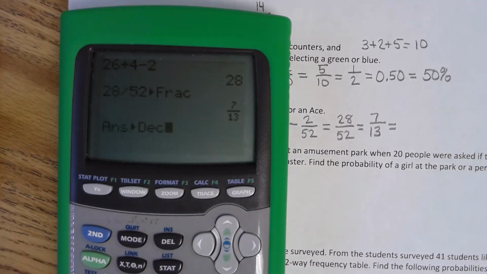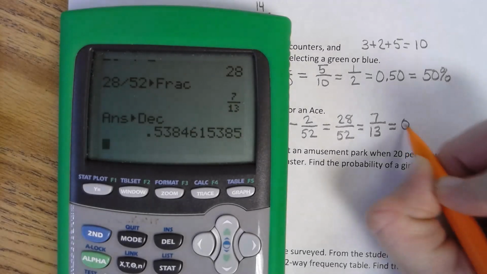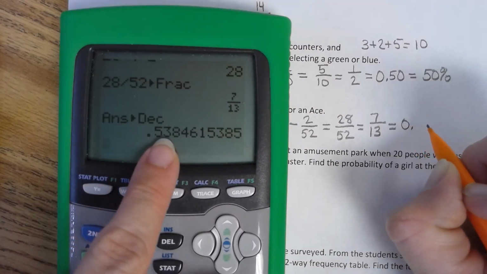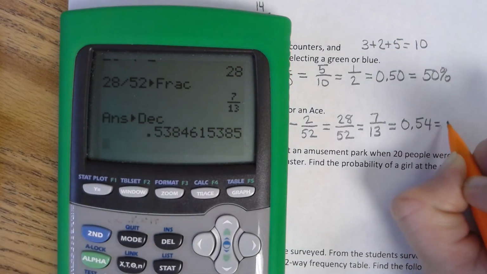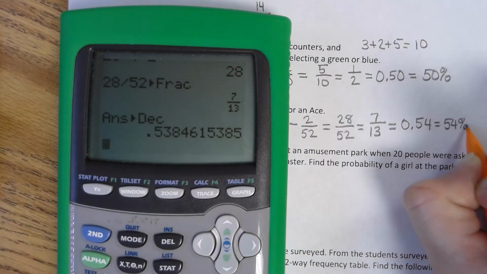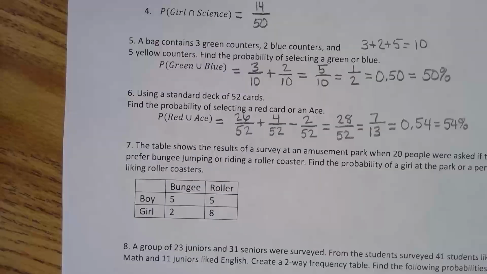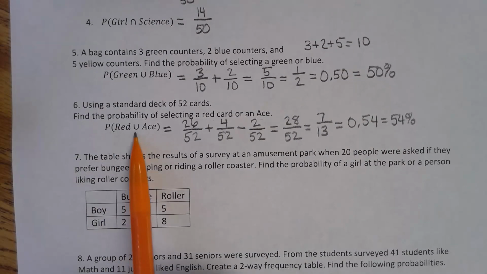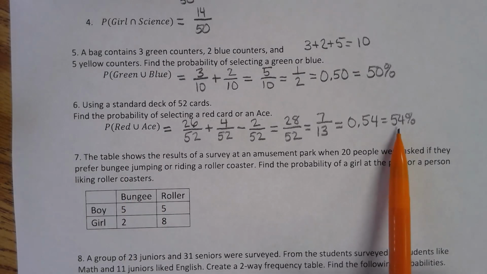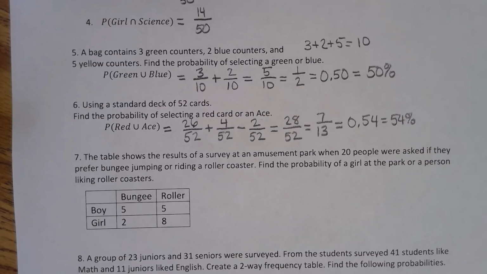Changing that to a decimal, we get 0.54 if I'm rounding to the nearest hundredths, and so that's 54%. So the chances of getting a red card or an ace is just a little bit more than half of the deck, so 54% of the chances there.